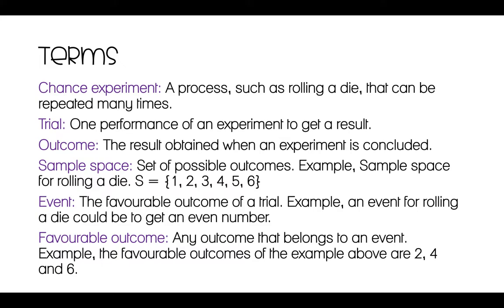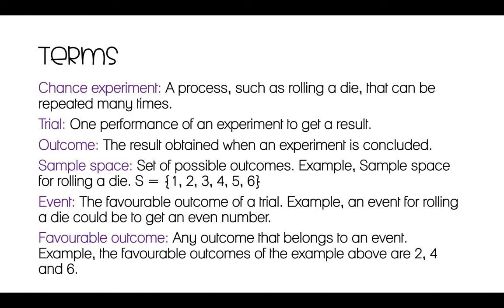So we have chance experiment, which is a process such as rolling a dice that can be repeated many times. We have a trial, which is one performance of an experiment to get one result. Then we have the outcome, which is the result obtained. We should know that term. Then we have sample space, and this is something that's really important. So this is a list of all the possible outcomes we could have.